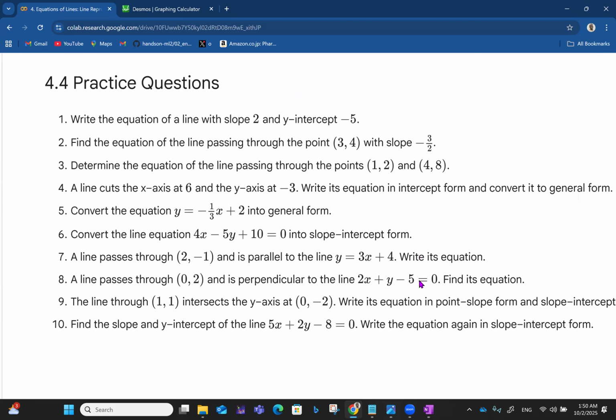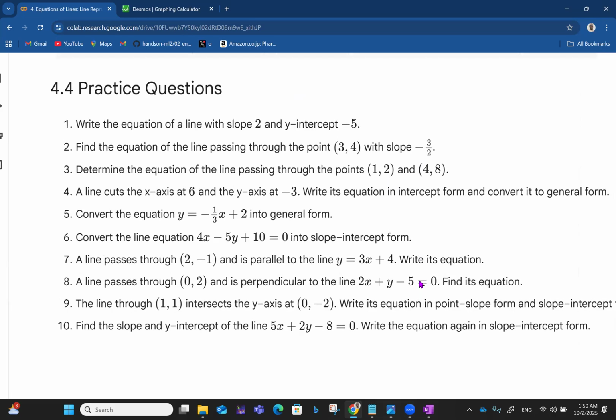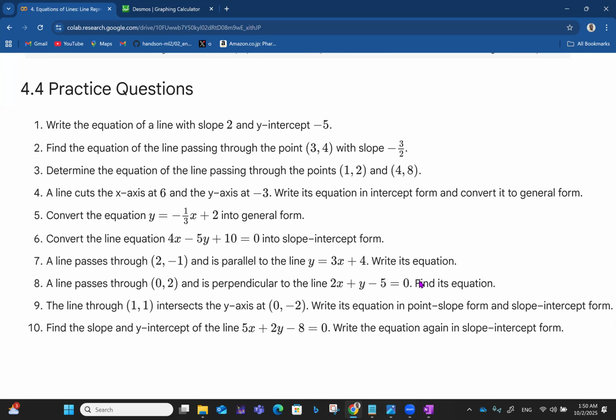So you have practice questions here. As usual, we have 10 of them. You can easily run through all that. So write the equation of a line with slope 2 and y-intercept minus 5. You know, that's easy. That's just y equals 2x minus 5.